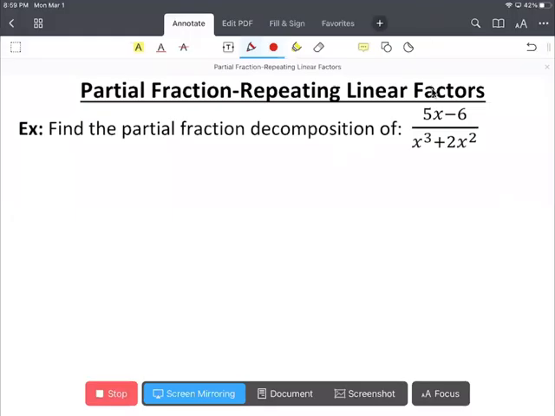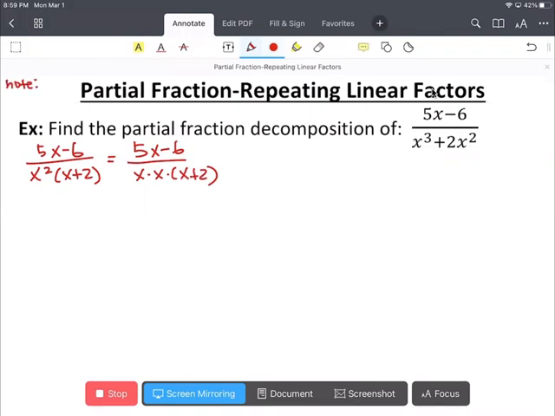In this video, we're going to go over partial fractions with repeating linear factors. First, we're going to factor the denominator completely. And we can rewrite this as 5x minus 6 over x squared times x plus 2.